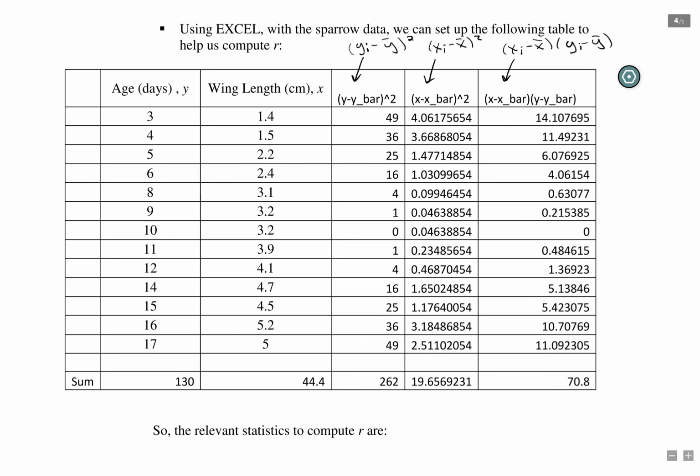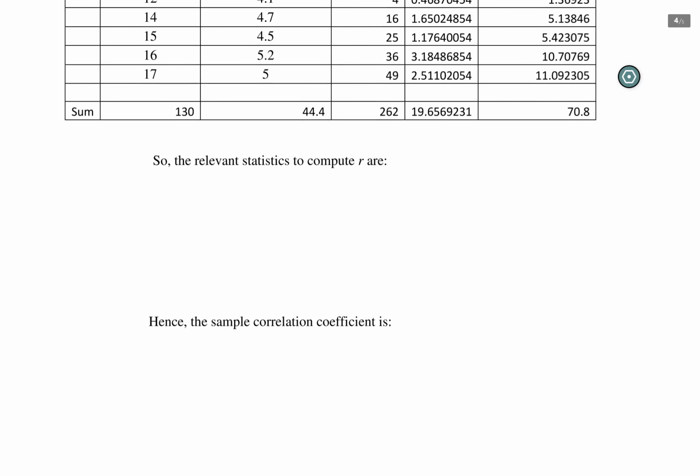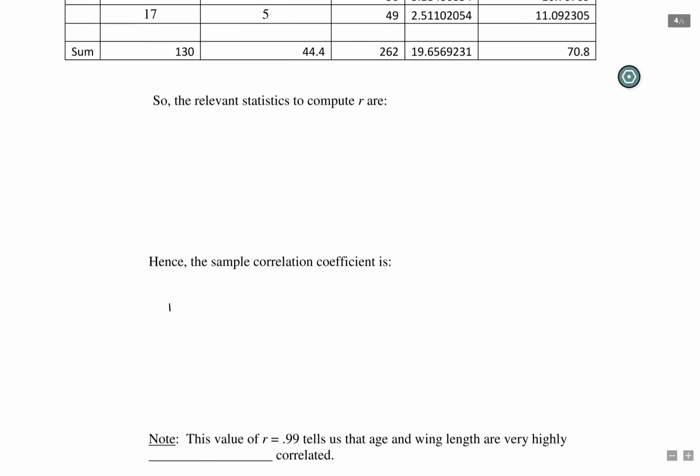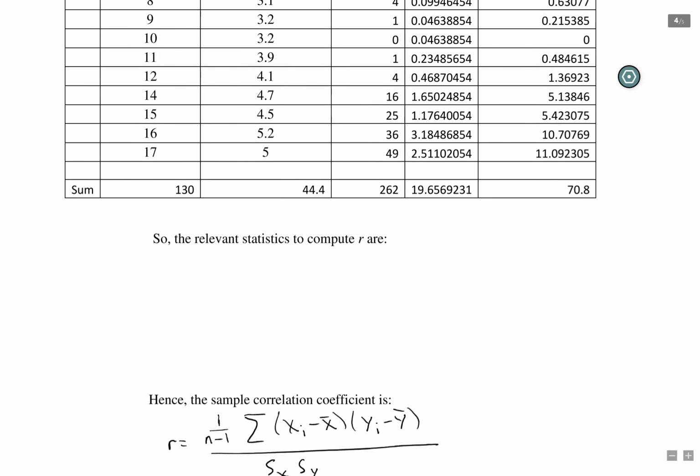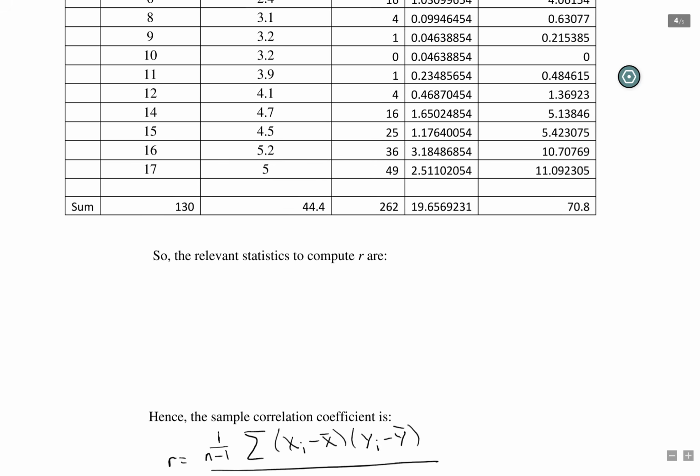But what do I need to compute R? Remember the correlation coefficient, the formula looks like this. It's 1 over n minus 1 times the sum of xi minus x bar times yi minus y bar, all divided by the standard deviation of x times the standard deviation of y. So let's start with the numerator here. N, if you count the data points, there's 13 data points.